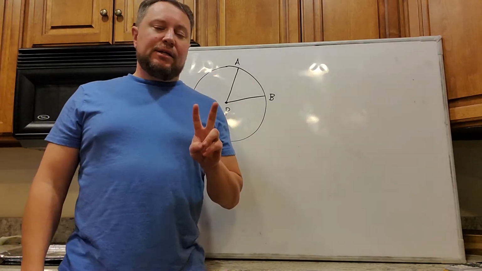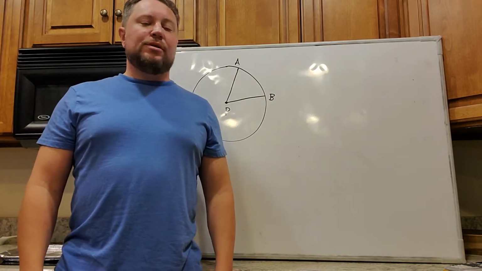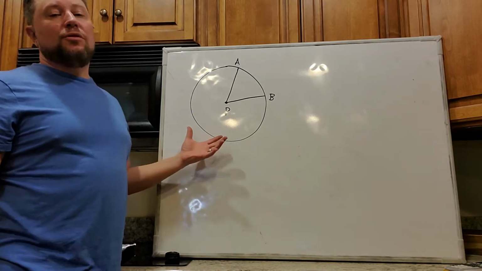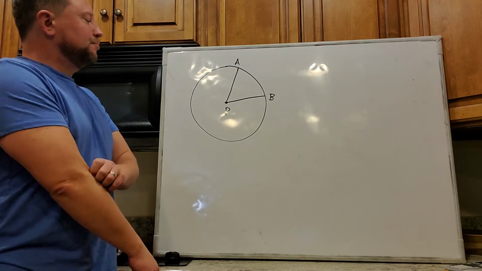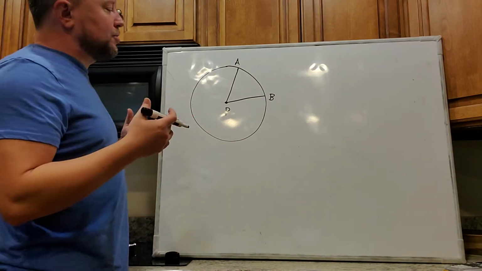In our second section, 9-2, it's titled Angles and Arcs. So behind me here you'll see a picture of a circle, and some terminology I want you to know about circles.